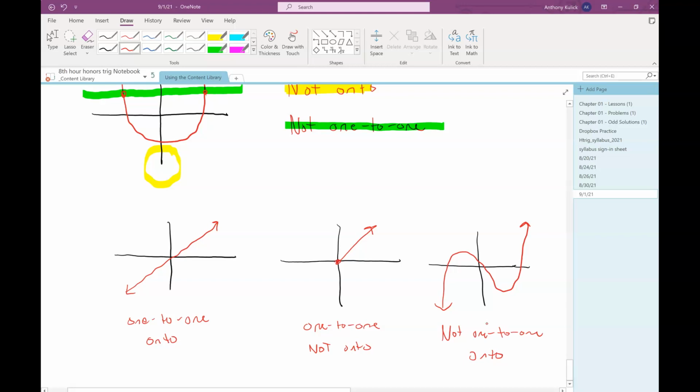Does that feel okay? Just the difference between one-to-one and onto? Really, all I'd ever expect you guys to be able to do is to look at a graph and tell me. That would be sufficient. Or look at a mapping diagram and tell me whether they're one-to-one and onto. I wouldn't expect anything beyond that.